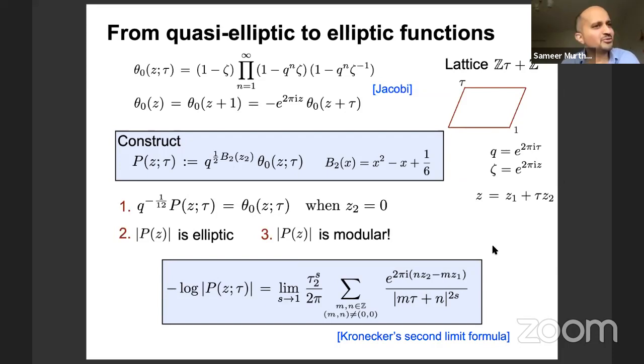And by the way, I always recommend this book. I think all of us should read this book. It's a book by André Weil called Elliptic Functions According to Eisenstein and Kronecker. So it's a very beautiful book.